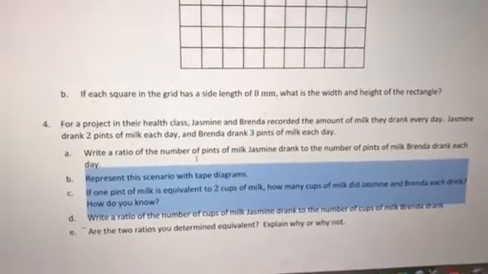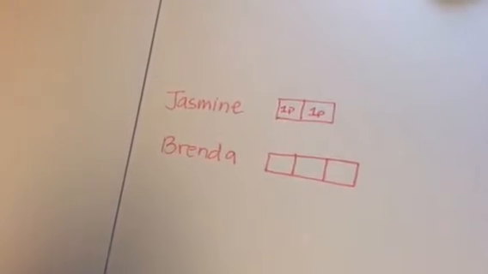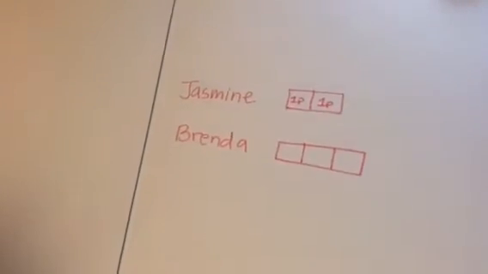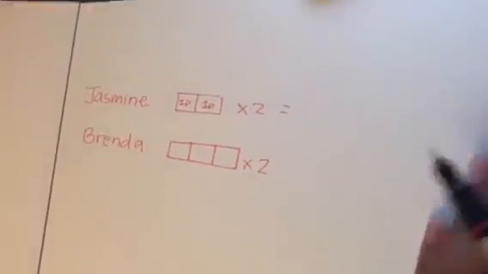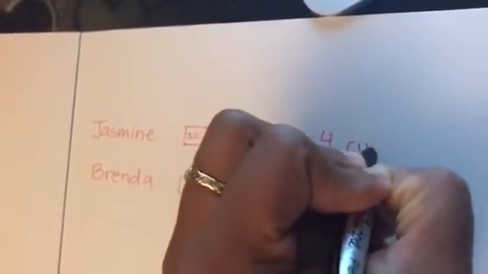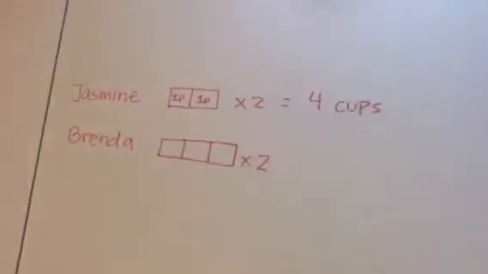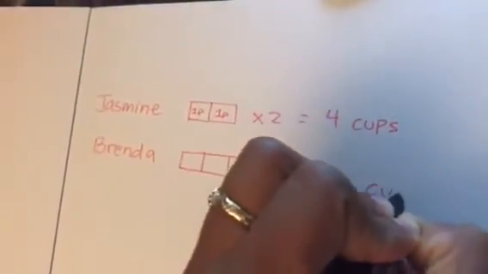We know Jasmine drank 2 pints, and we know Brenda drank 3 pints, right? So we know each of these are worth 1 pint. And if we break each of these pints apart or double it, another word for double is multiply it times 2, then that would tell us the number of cups. So 2 pints times 2 is 4 cups. And 3 pints times 2 is 6 cups. So that's the way I taught you in class.